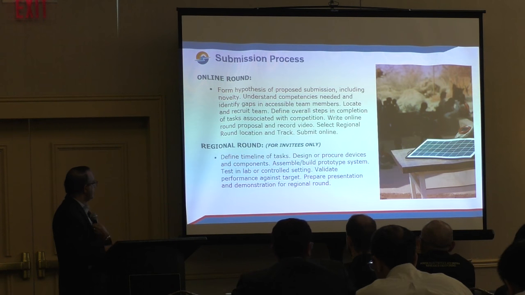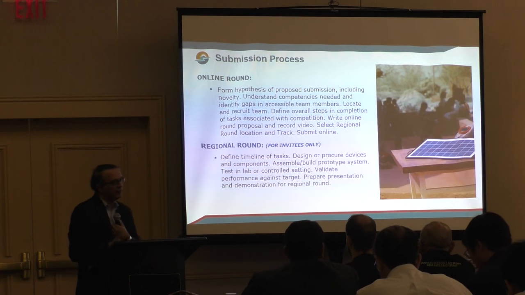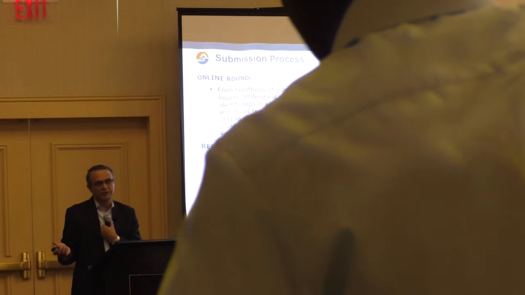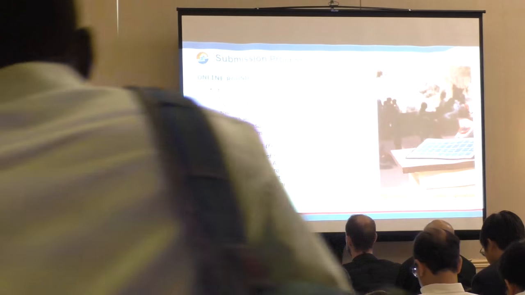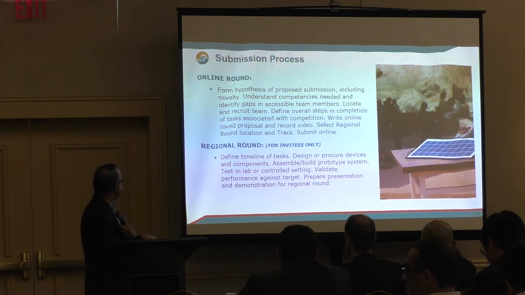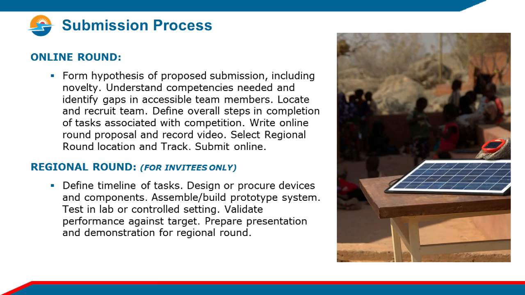After the online round is completed, we really want to use this more to make sure that people who are completely misaligned with the goals of the competition are discouraged from participating in the regional round. So the people will be invited to participate in the regional round. They define the timeline of tasks, design or procure devices and components, assemble, build prototype systems, okay, test in the lab or control setting, validate against target, and prepare presentation demonstration for the regional round. Okay, so this is the starting point, and we'll talk more about the field tests at some later point in time.